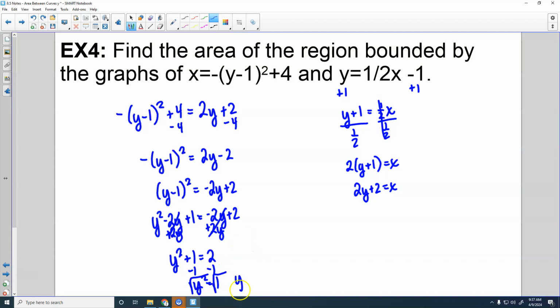What will I get? Plus or minus 1. So negative 1 to positive 1 should be my intervals. Okay, so I'm going to be integrating from negative 1 to positive 1. Which function should come first?